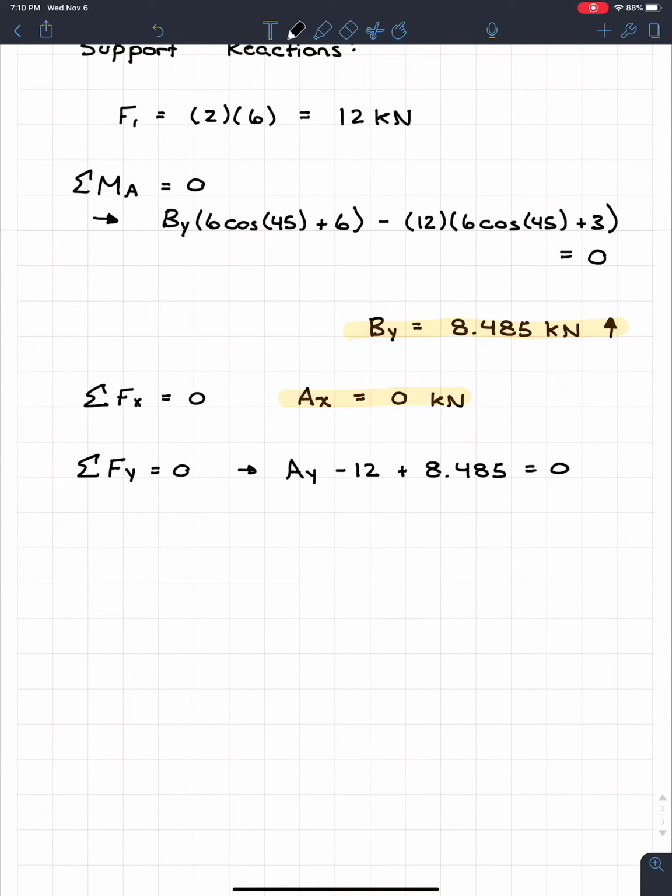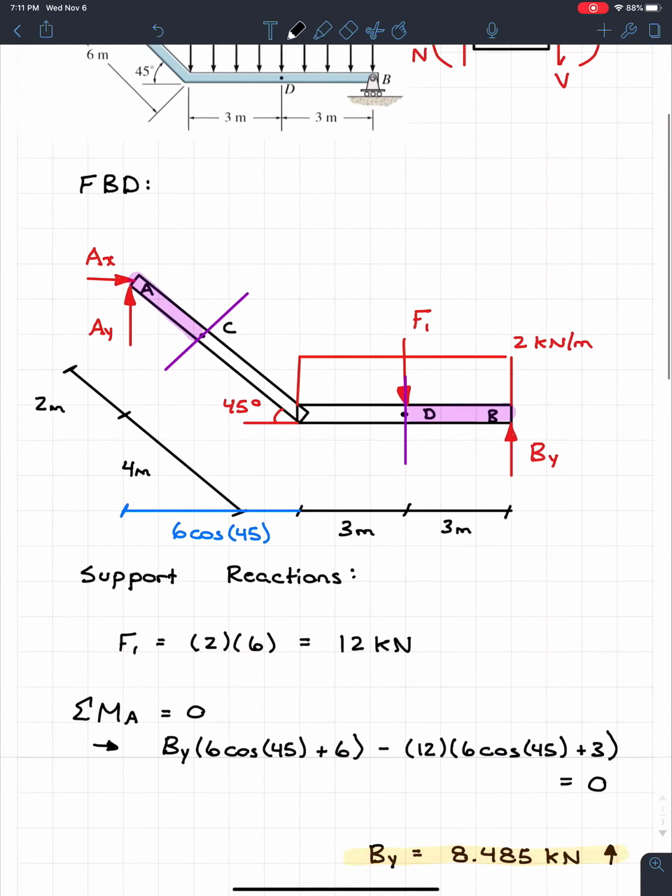So therefore we can solve, and we find Ay is equal to 3.515 kilonewtons. And it's also going upwards because we got a positive answer, so our assumed direction was correct. So those are the support reactions. You guys should already know how to solve these. This should be nothing new, and this should hopefully be the easy part. So now we can go on to the actual question.